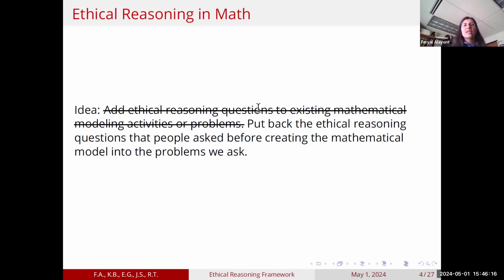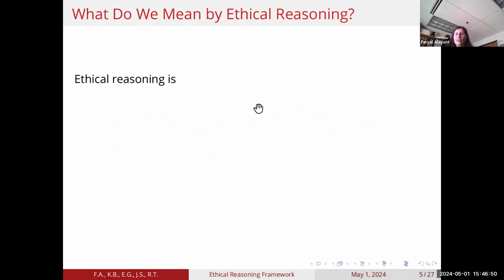What we're doing is putting back the ethical reasoning questions that people asked, either before creating the mathematical problem or during the creation of the mathematical problem or after, into the modeling problems that we have in our textbooks. So we're putting those back. They were already there. It's not that they were non-existent. Anytime you are involved in a real life situation, you are thinking about ethical implications. So we're putting those back into our problems.